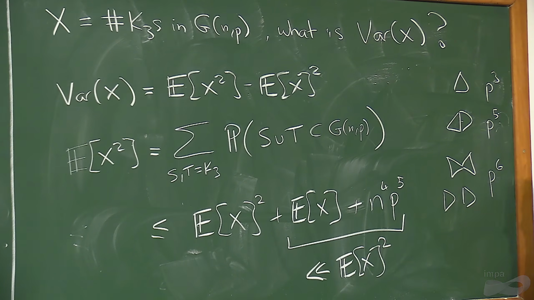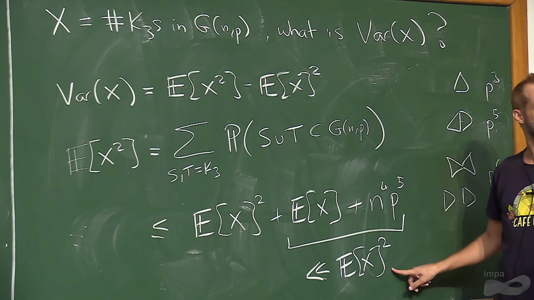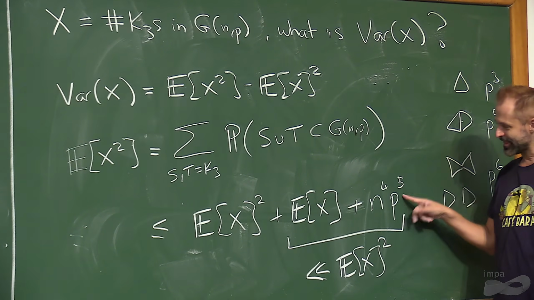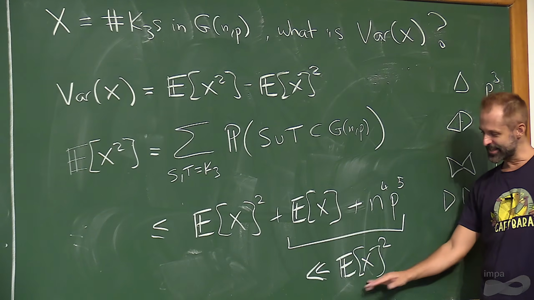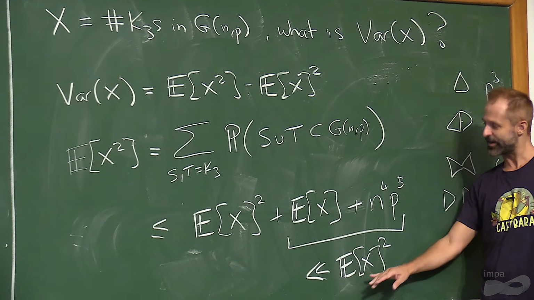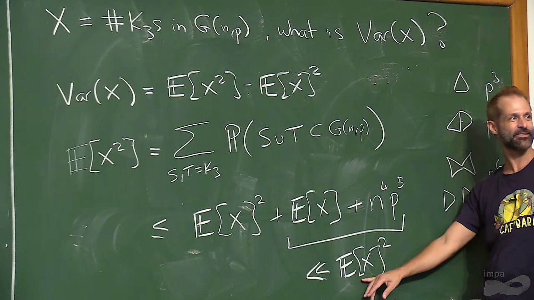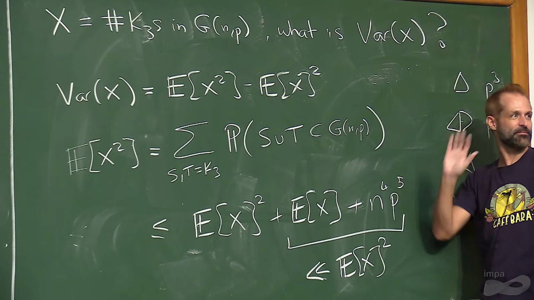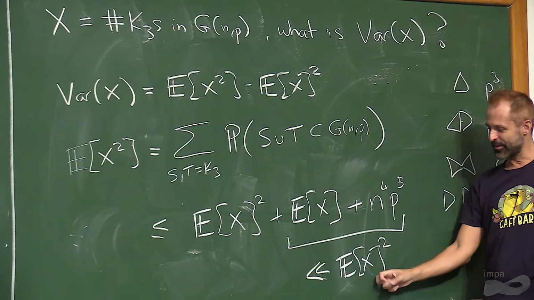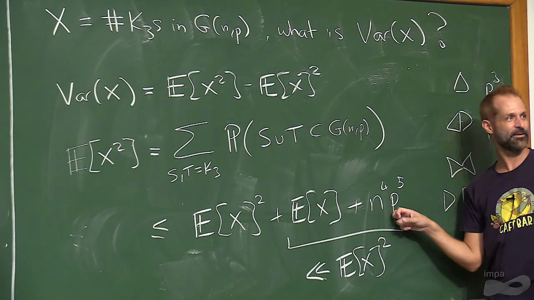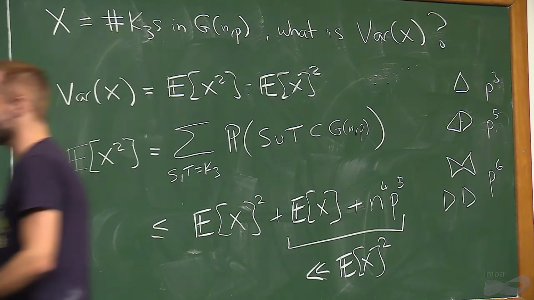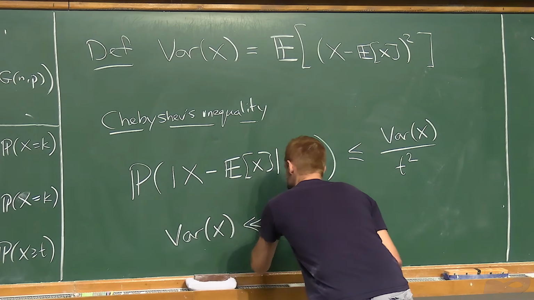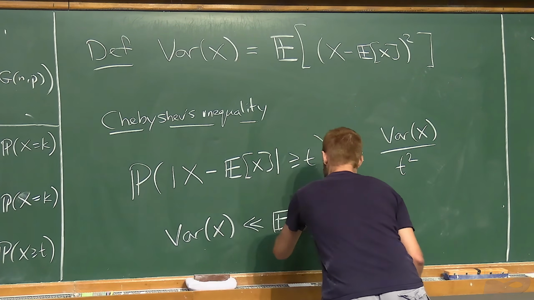Why is that true? Well, this is smaller than this because the expectation tends to infinity. And this is much smaller than this because this is like n to the 6 p to the 6. So it's this times p n squared, and p is like 1 over n. Okay? So it's very easy to see that this thing is much bigger than these two. So what have we shown? We've shown that the variance of x is much smaller than the expectation squared.